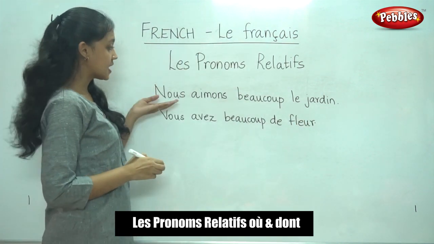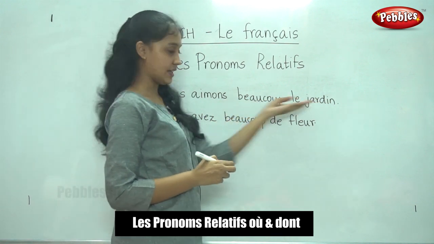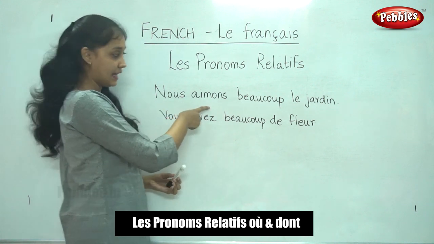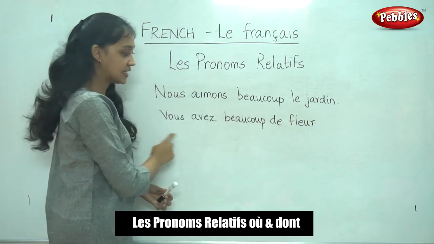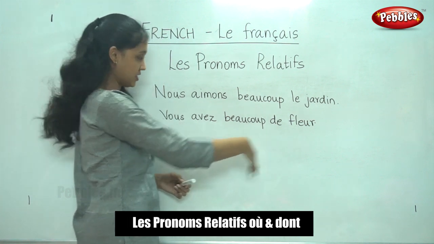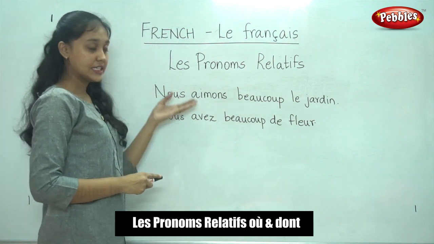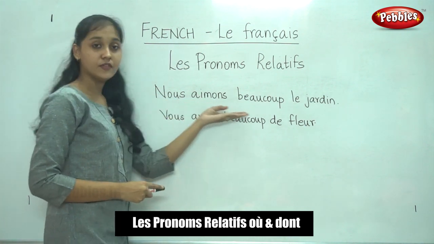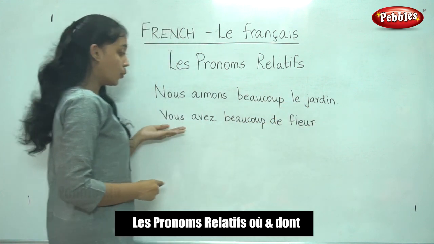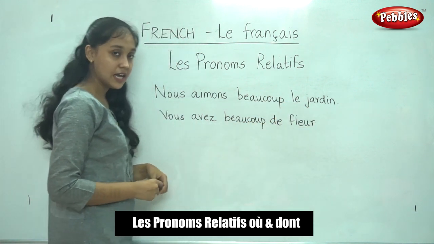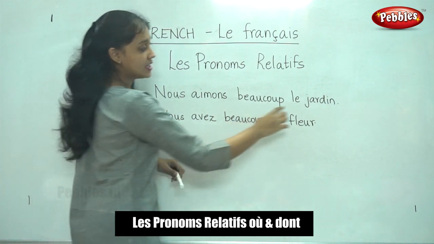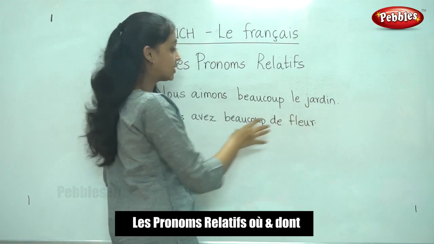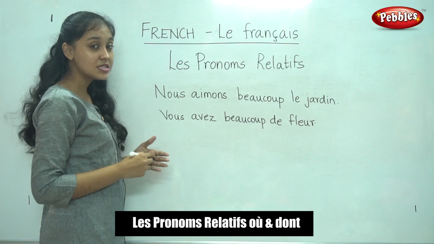So the sentence is, nous aimons beaucoup le jardin. Vous avez beaucoup de fleurs. We love the garden. It has a lot of flowers. Now we are going to join these two sentences. What would we say in English? We love very much the garden which has many flowers. Now the word which here is used to denote the garden. So it is a place. So when we denote a place in French, we use ou.